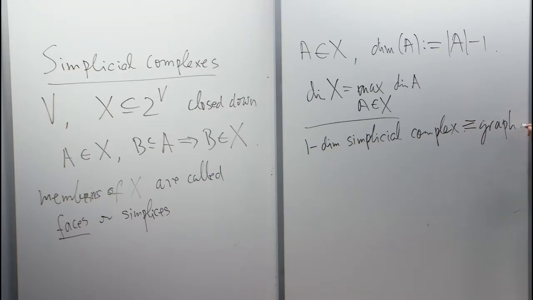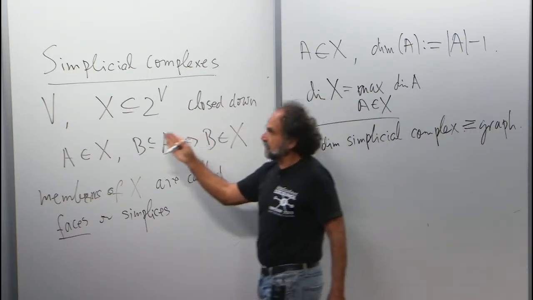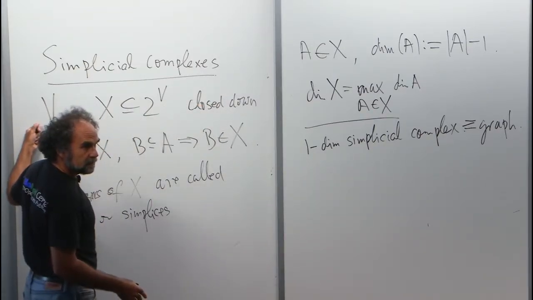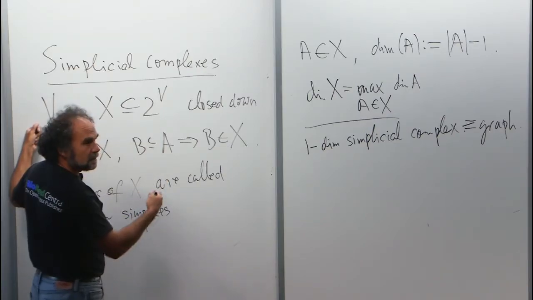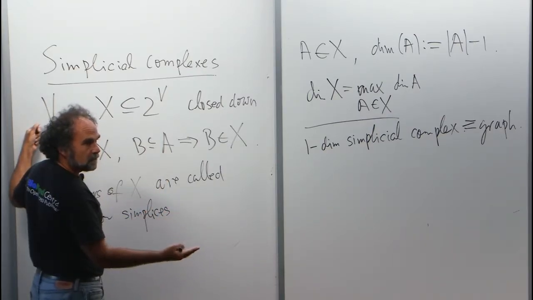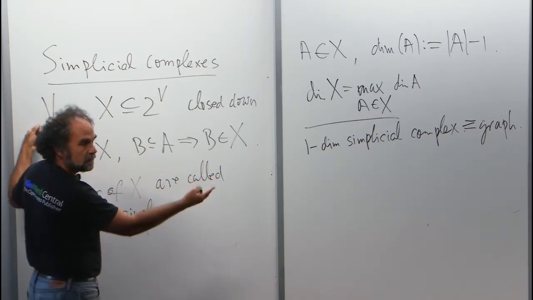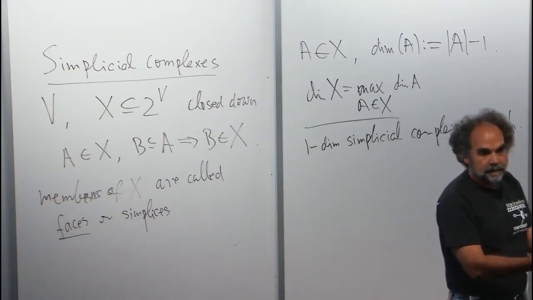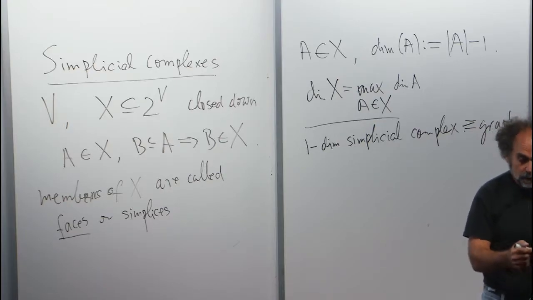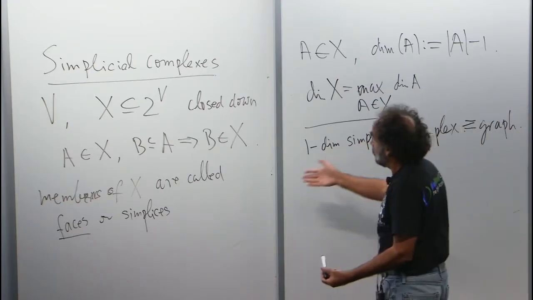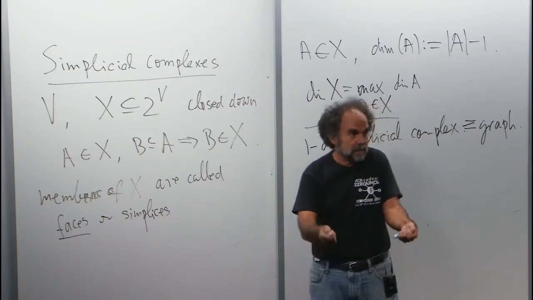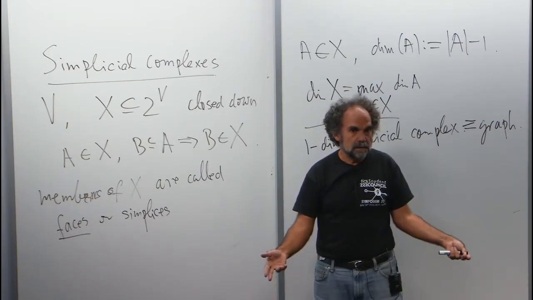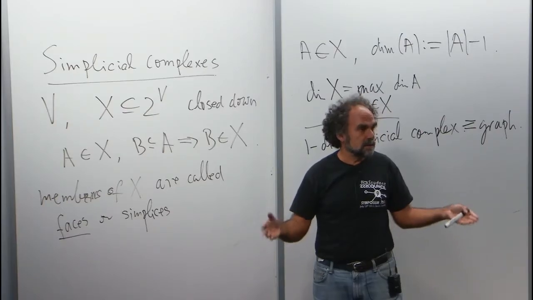Why? So we have the usual terminology that we're used to. We have a finite set of vertices. Faces are 0 or 1 dimensional because the dimension is 1. So they're the vertices, and the 1-dimensional faces are just the edges. And what is this condition? If you have an edge, then of course the 2 vertices are there too. Okay. So a graph is a 1-dimensional simplicial complex.